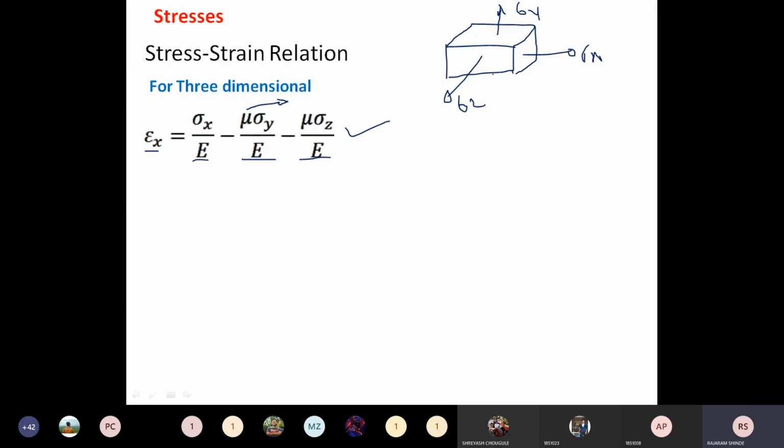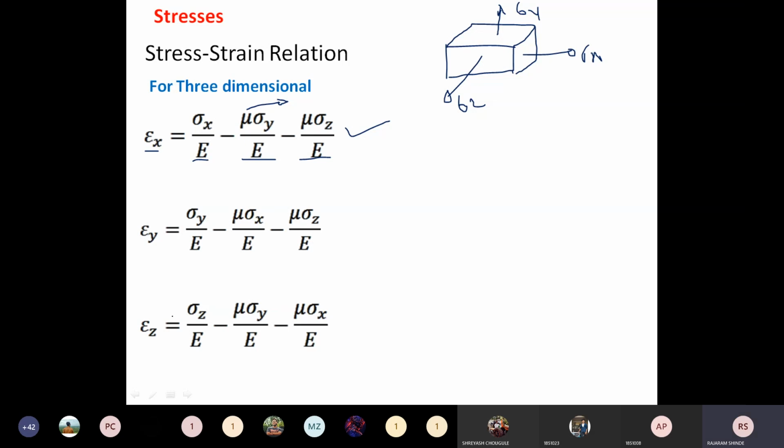Okay, do I agree with this? This is the total strain in x direction. Same thing when we repeat for epsilon y, this is the total strain in y direction, and this is the total strain in z direction. I think you are well familiar with these equations. Already you have studied them in strength of materials. These are epsilon x, epsilon y, epsilon z, that is strain in x direction, strain in y direction, and strain in z direction.